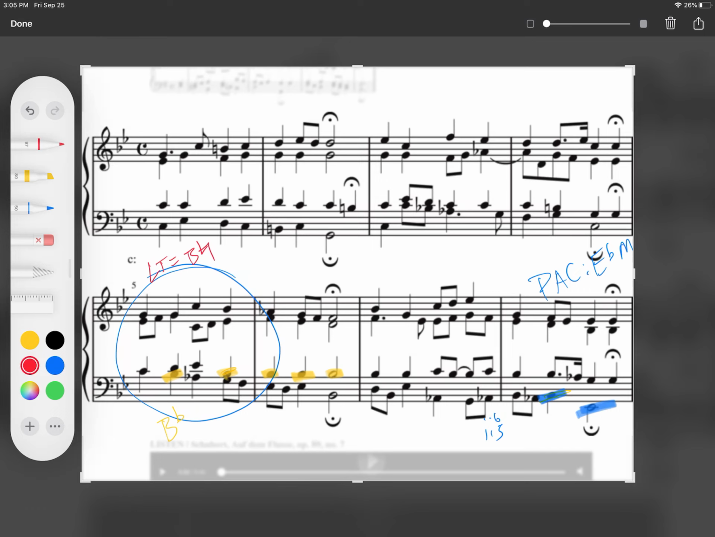So if we no longer have B natural, then we are no longer in C minor. So the gaining of B flat, the loss of B natural, means that we're now moving into a new key. So this point right here, where we now start using B flats instead of B naturals, would be our point of modulation.